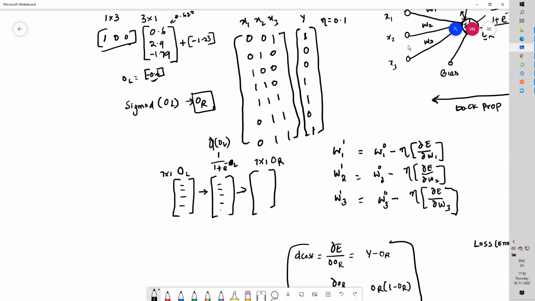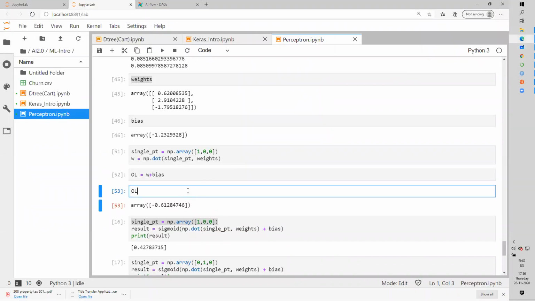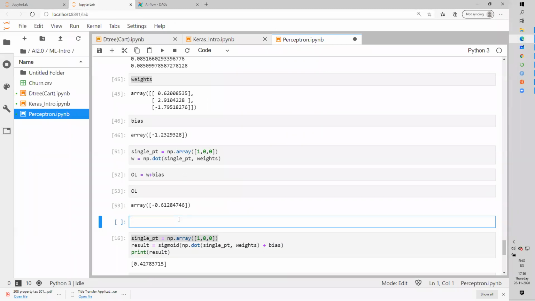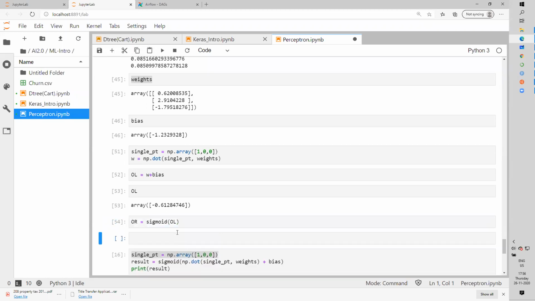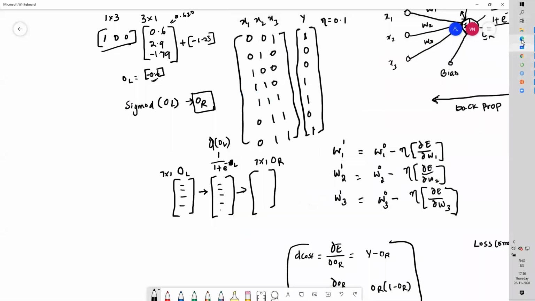Now, this is the output on this side. We need to apply sigmoid on top of it. So let's apply the sigmoid on top of it. Sigmoid of OL is going to be our OR, output on the right hand side. And let's see the OR value. OR is 0.35. So the output that we have generated for this input data is going to be 0.35.